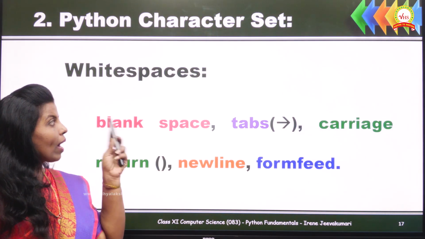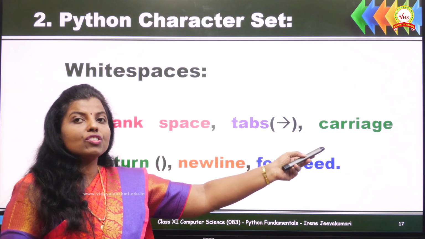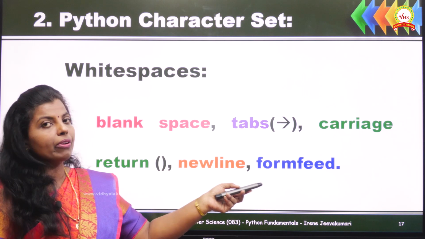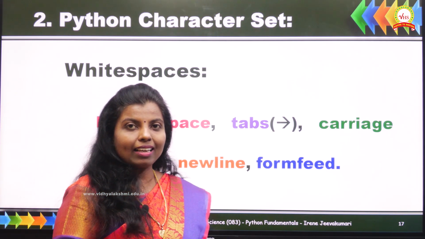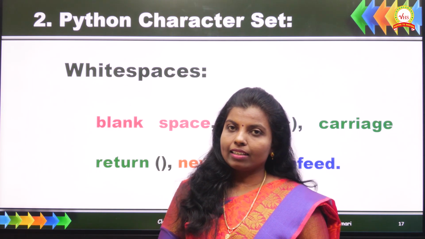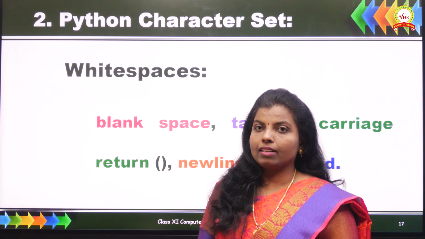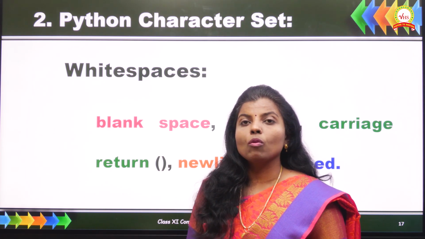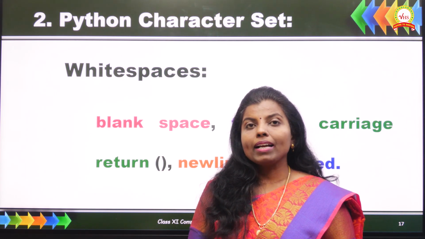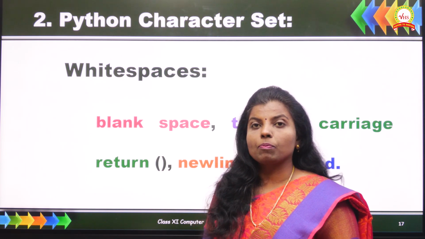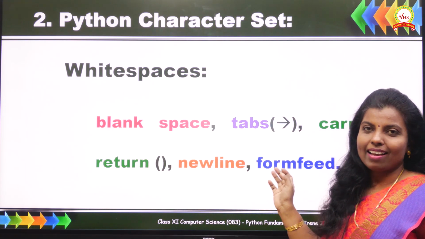And when it comes to white spaces, it accepts blank space, tabs, carriage return, new line, and form feed. You must know what are white spaces. White spaces are the characters that cannot be directly typed from the keyboard. Then how can these white spaces be represented in the programming? To represent the white spaces in the programming, we have escape sequences. So Python accepts all these white spaces. They are blank space, tabs, carriage return, new line and form feed.